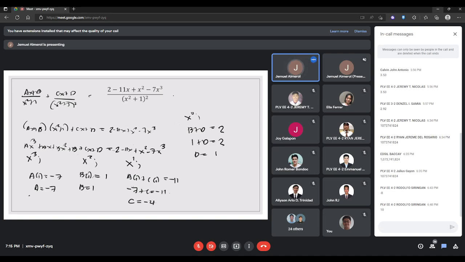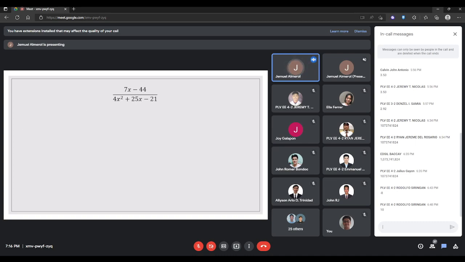So, substitute. That would be negative 7x. No? Negative 7 yung a. And your b is 1. So, plus 1 all over x squared plus 1. And then, plus your c is negative 4. So, negative 4x. Tama. Plus 1 din. All over x squared plus 1. Pwede na yan. Final answer.